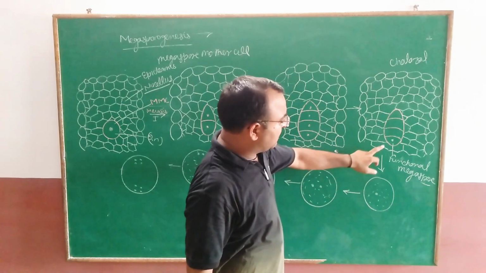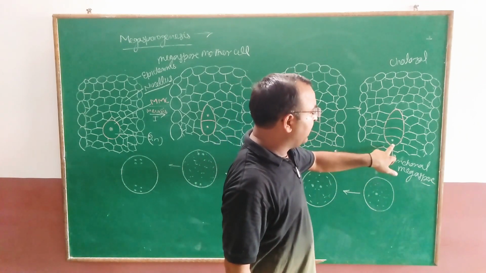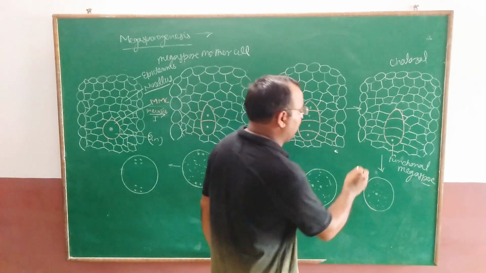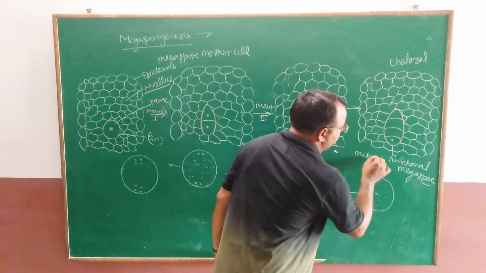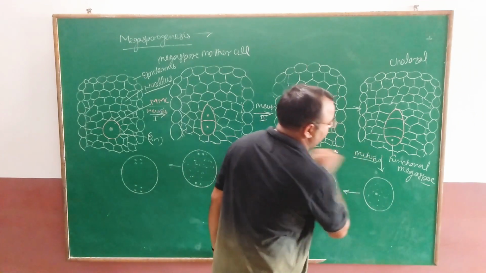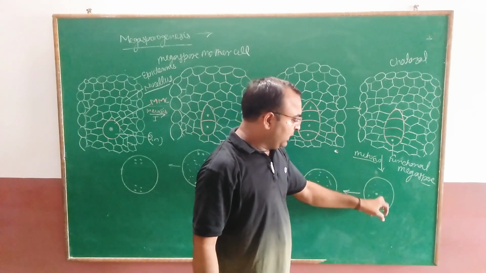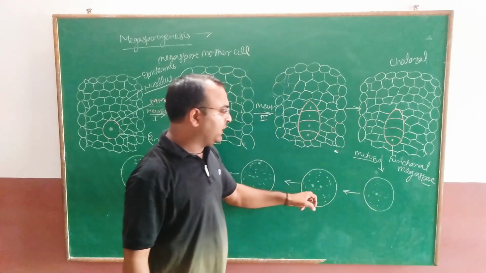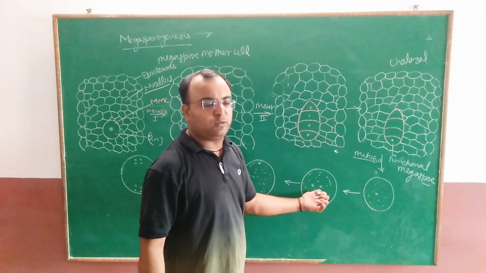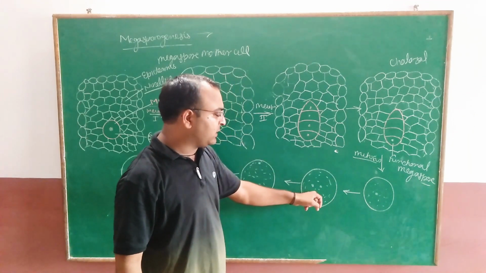Now at this micropylar end, this megaspore again undergoes mitotic division. Yeah, mitosis. Mitosis you know very well. This is known as equational division. This functional megaspore undergoes mitotic division and helps in the formation of 2 cells. So this is known as the 2 cell stage.